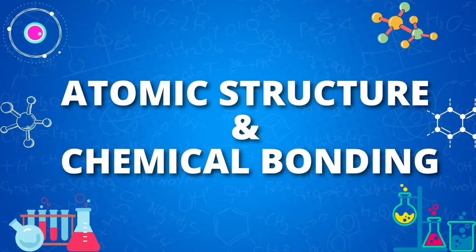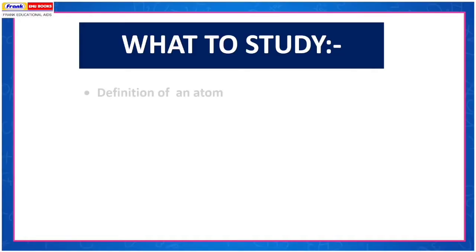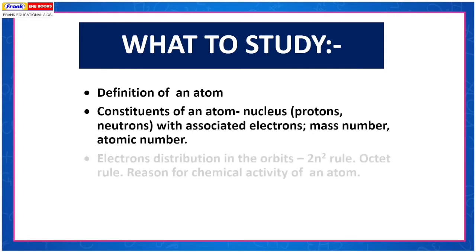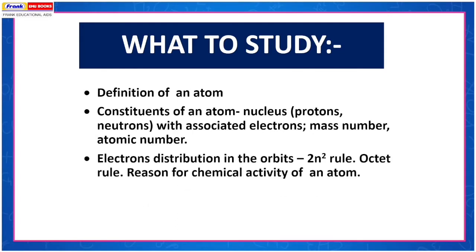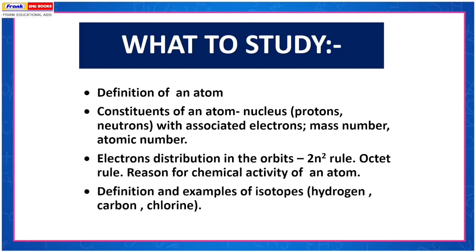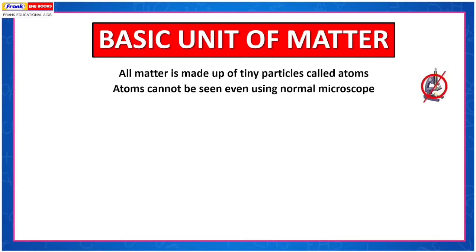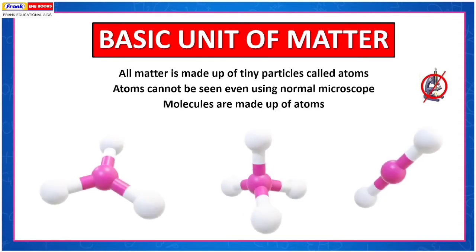Atomic structure. Here we'll discuss the definition of an atom, constituents of an atom, electron distribution in the orbits, and the definition and examples of isotopes. The basic unit of matter: all matter is made up of tiny particles called atoms. Atoms cannot be seen even using a normal microscope. Molecules are made up of atoms.